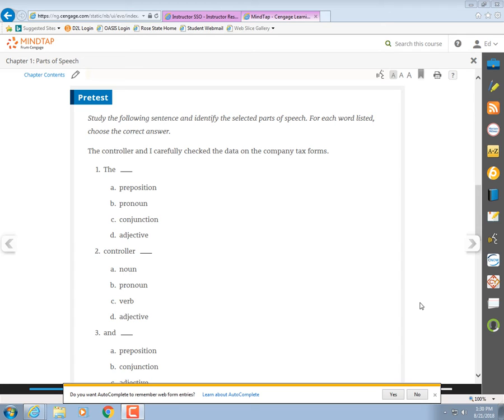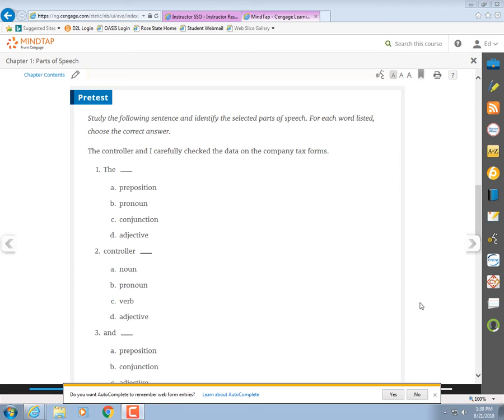Then and is a word that links two subjects. So linking words like and, but, or, nor, for, so, and yet are called conjunctions. And then how did I check it? I checked it carefully. Okay, adverbs ask the questions how, when, where, to what degree, and to what extent. And they always modify verbs, adjectives, or other adverbs. So how did I check? Check is a verb. How did I check it?